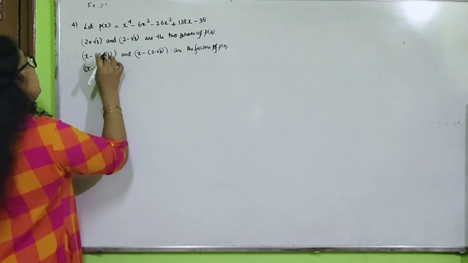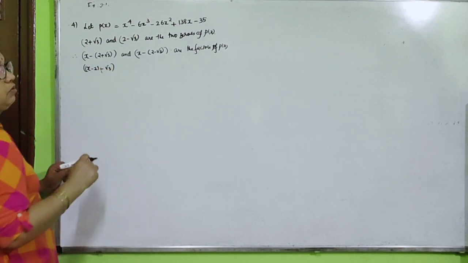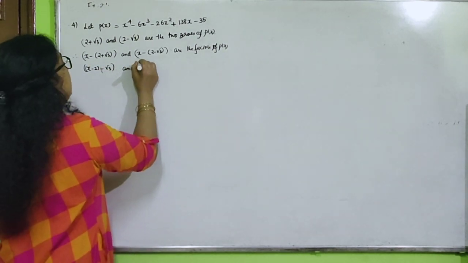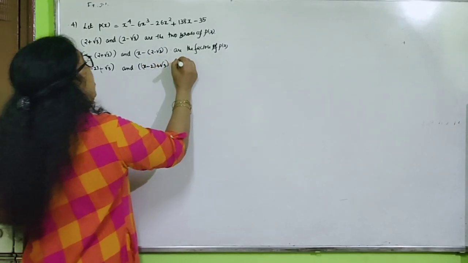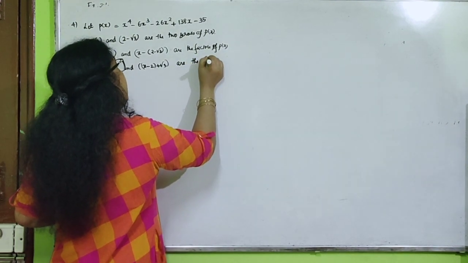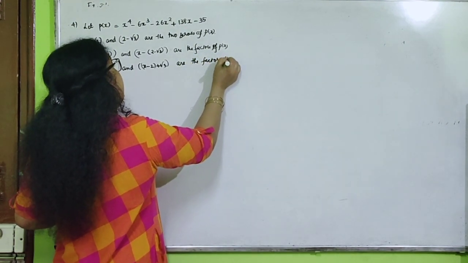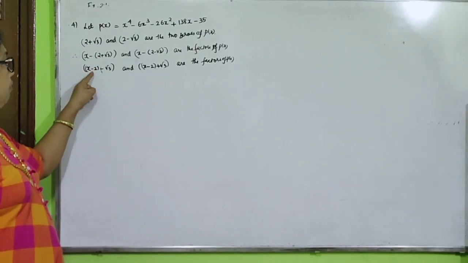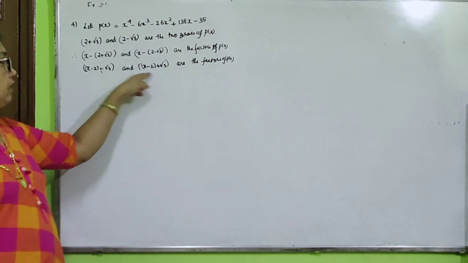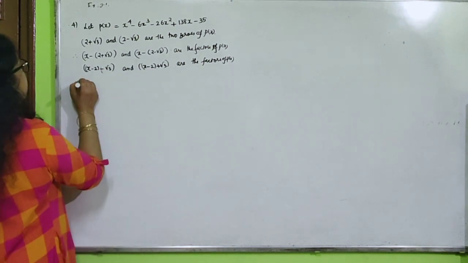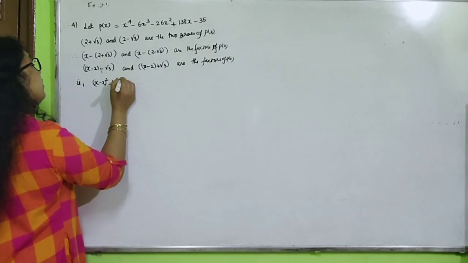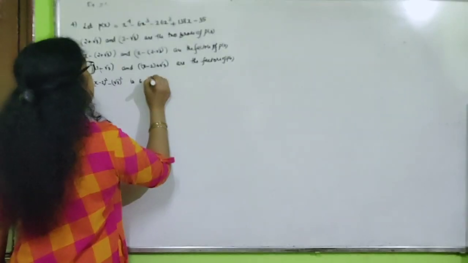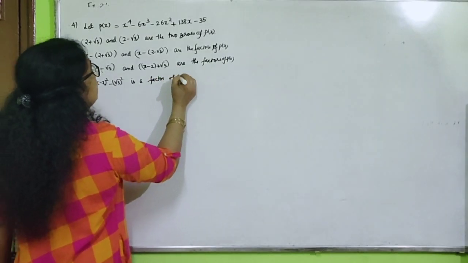No, plus or minus. x minus 2 minus root 3, and x minus 2 plus root 3 are the factors of p of x. Understood? So now I have written this in the form of (a minus b)(a plus b). Their product is x minus 2 whole squared minus root 3 squared, which is a factor of p of x.